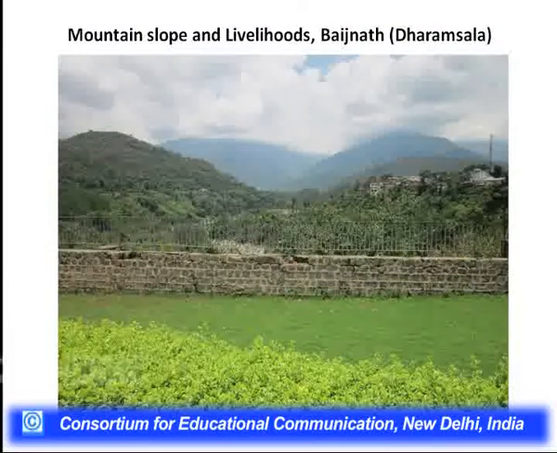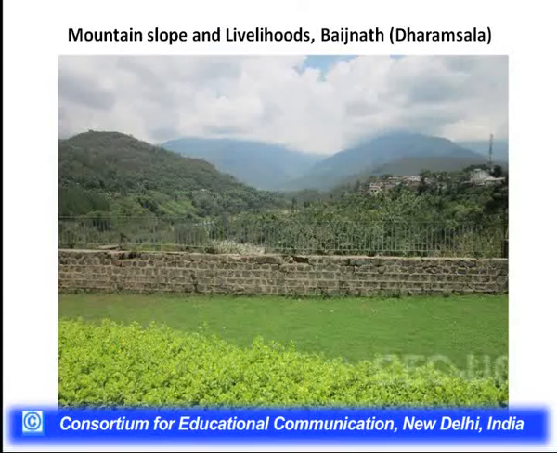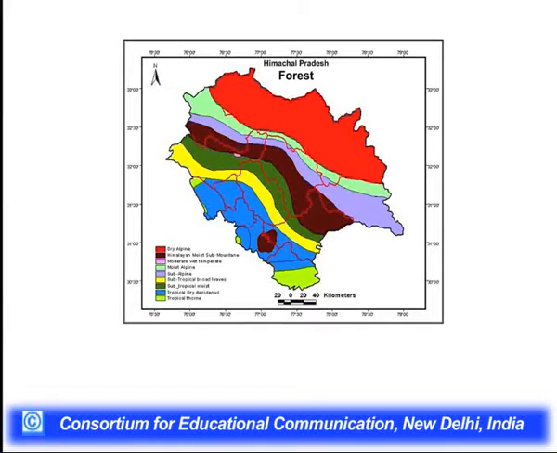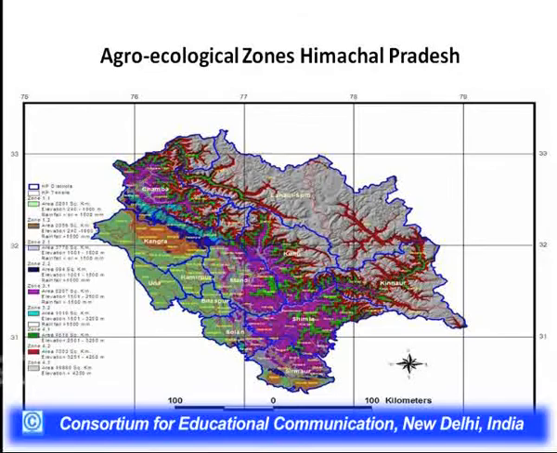I would like to bring here mountain slopes and livelihoods. Here you can see mountain agriculture, mountain forest, high hilly area, also the snow and glaciers providing the water. Forests are very, very important. We have the alpine forest, northern side. Then we have the temperate region, where you can find a lot of fruit cultivation. And this region is considered very, very productive. Then we have the subtropical, tropical area. And so, this map shows the agroecological zones in Himachal Pradesh.